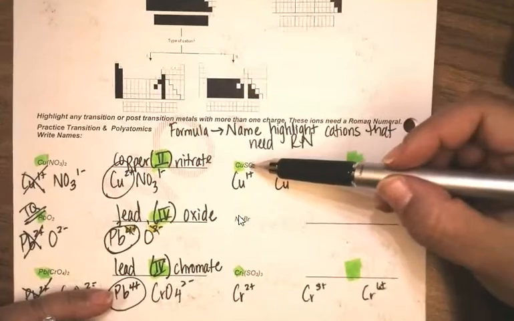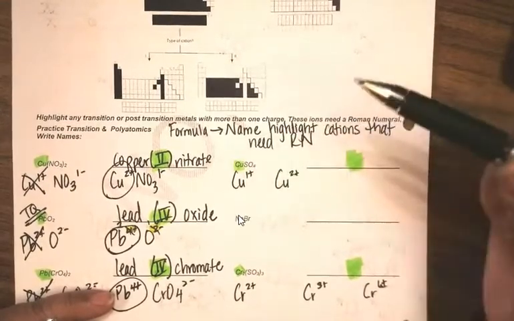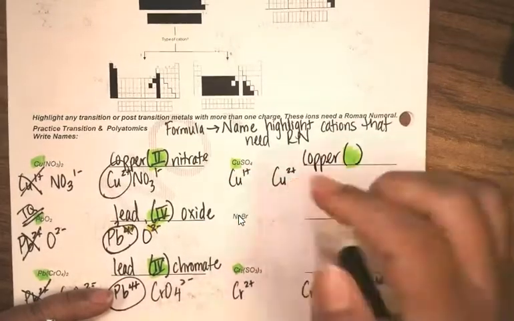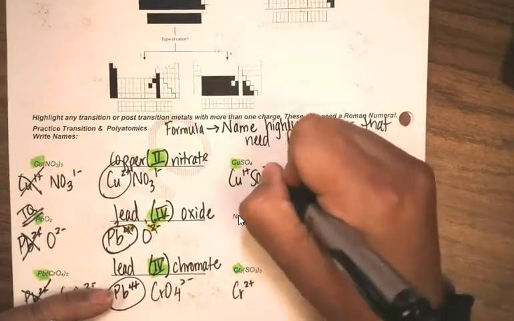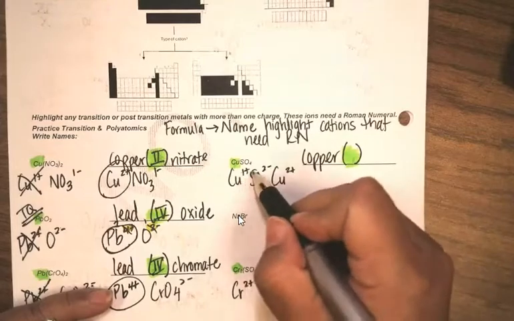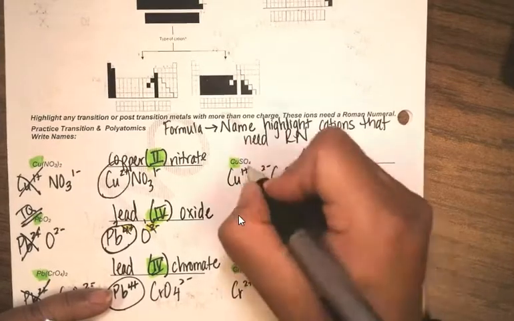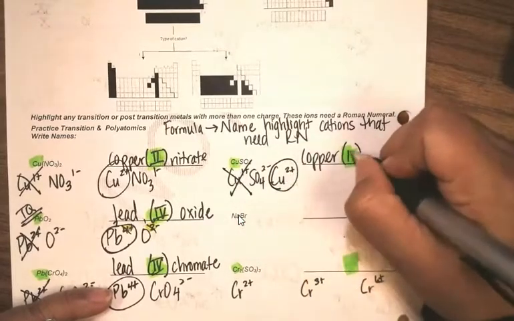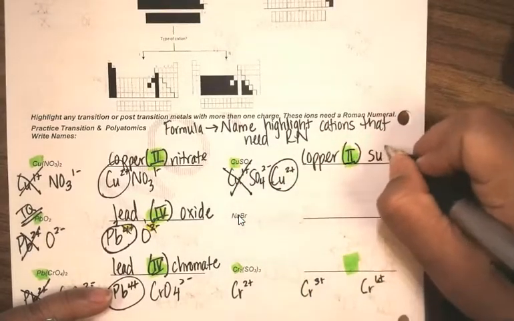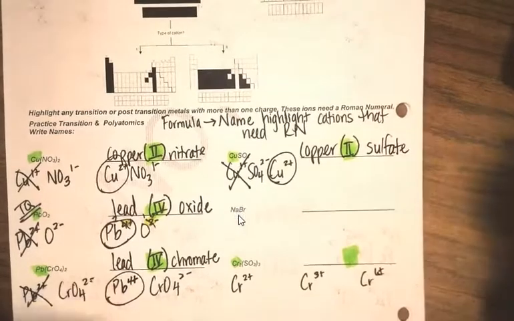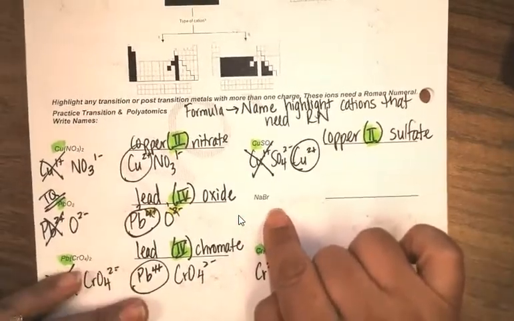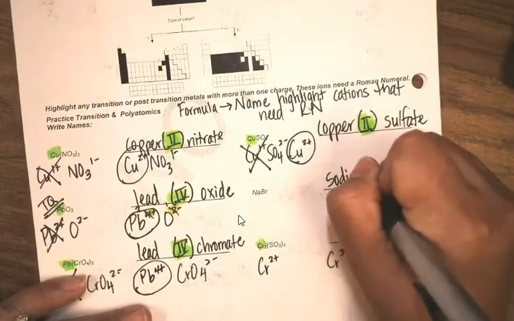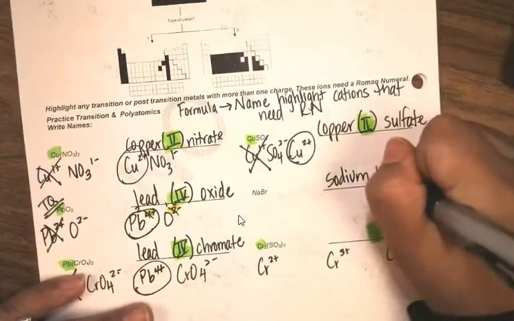Now we're looking at this one. I know that this is copper, but I have to figure out if it's 1 or 2. If SO4 is 2-, when I reduce crisscross this, it would be Cu2SO4, so it's not this one. It must be this one. So that means I have to put a Roman numeral 2. Sulfate is the name of SO4 2-. NaBr, that, I just look at the periodic table. Na is sodium, Br is bromine, but the ending changes to bromide.